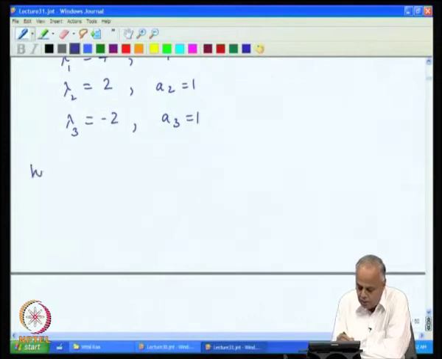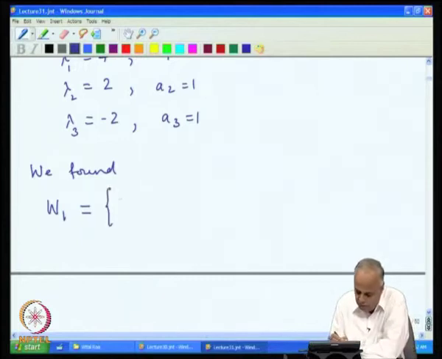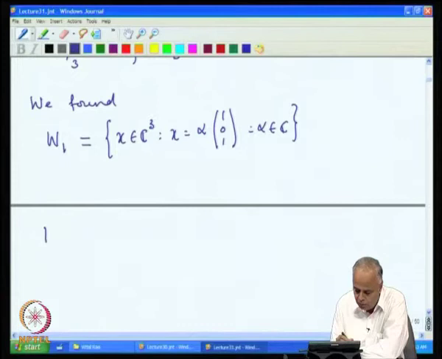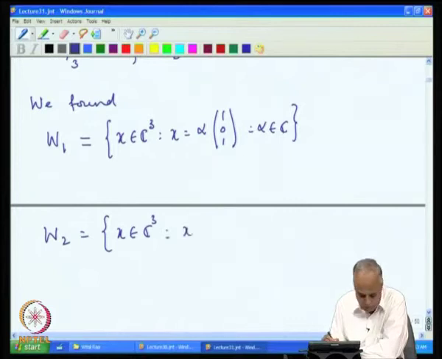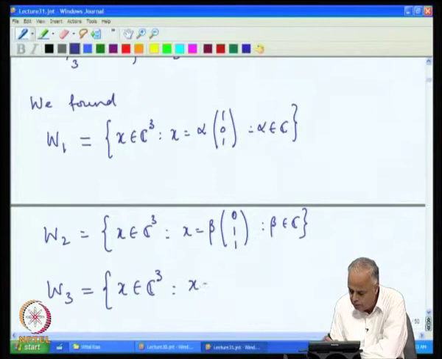Again, in the last lecture, we found the eigenspace W 1 corresponding to lambda 1 was the set of all vectors in C 3 of the form x equal to alpha into 1 0 1, where alpha belongs to C, and W 2 is the set of all vectors in C 3 of the form x equal to beta into 0 1 1, beta belonging to C, and W 3 was found to be the subspace consisting of all those vectors of the form gamma into 1 1 0, gamma belongs to R.